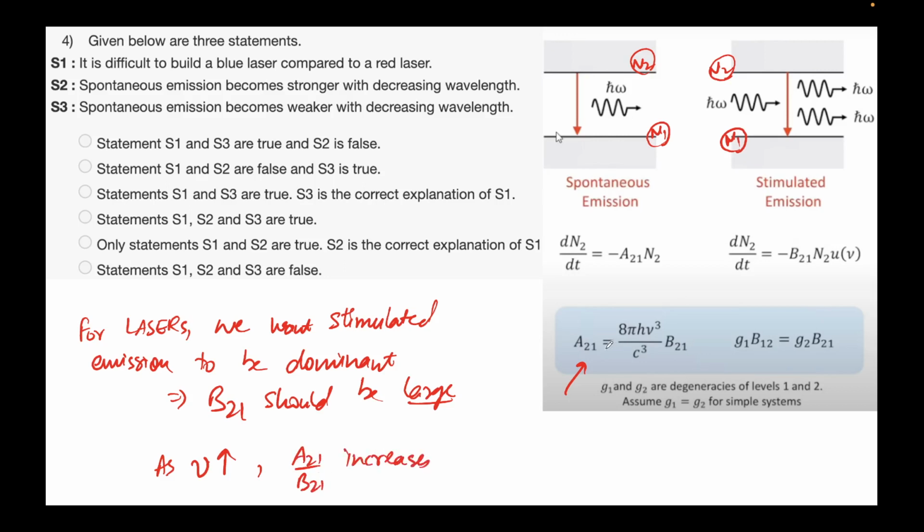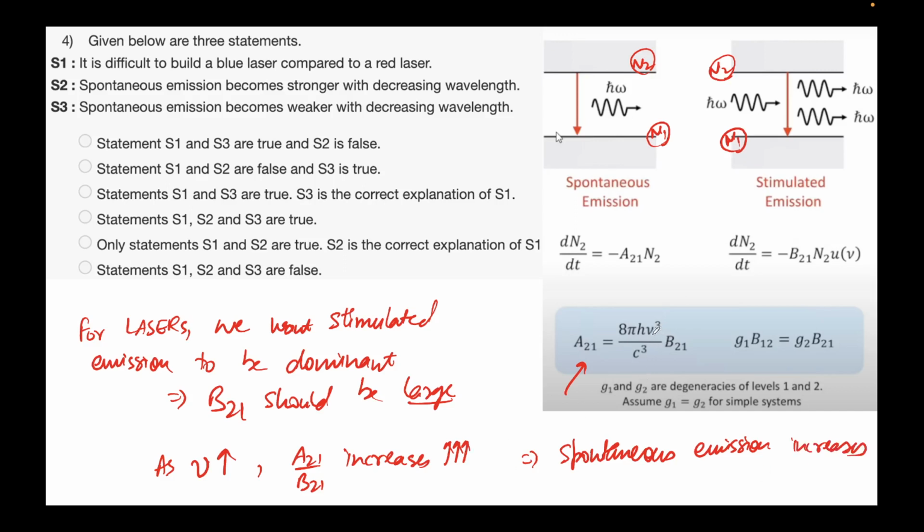The ratio, you bring B21 over here, as a frequency, in fact it's cubic, so it increases much faster. Three arrows denote the cubic influence. So what we see is that A21 over B21 is increasing. This means spontaneous emission increases rather drastically. Cubic, you can see the effect.